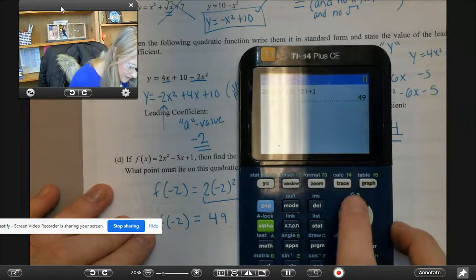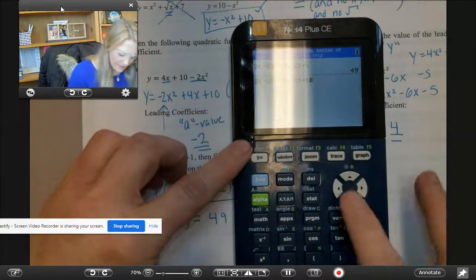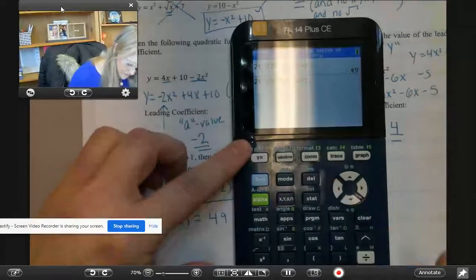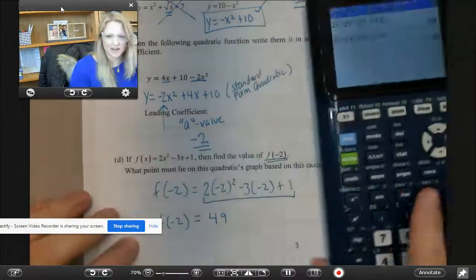And did I put a minus sign there? I'm going to check something real quick. For some reason, I'm thinking I didn't do a minus sign and I did a negative. Oh, yeah, I did. I could tell because of the size. It's not 49, it's 15.